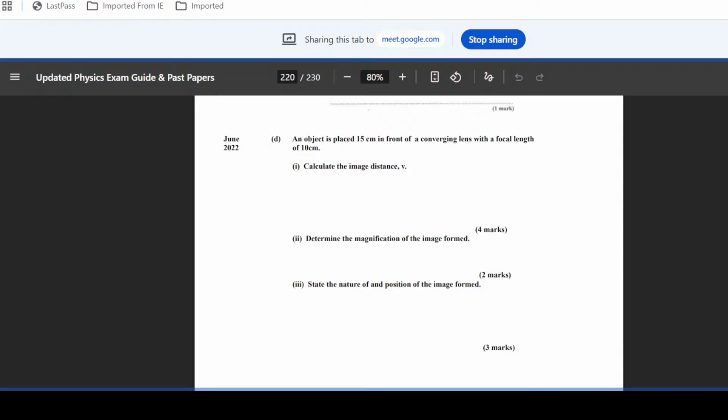Alright, so focal length is 10, so it would be 1 over 10 is equal to 1 over 15 plus 1 over v. Alright, so if you want to make v the subject, what's the first thing you could do? So we're doing some maths now. Yes, go ahead.